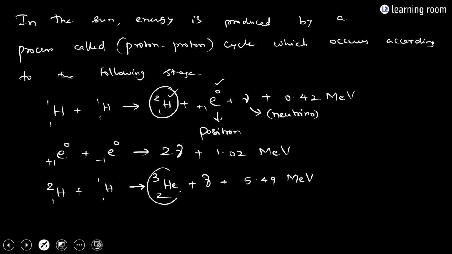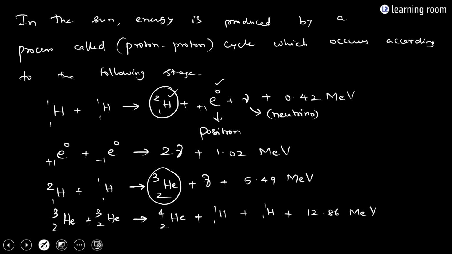Right. Now this helium 3 2 will combine with another helium 3 2 to produce helium 4 2 plus a proton plus another proton plus 12.86 mega electron volt of energy, and this is going to be the final stage. And this is all about the thermonuclear fusion reaction that takes place in the Sun and other stars. So what cycle does it undergo? It undergoes a proton-proton cycle. So that's all with respect to this chapter.